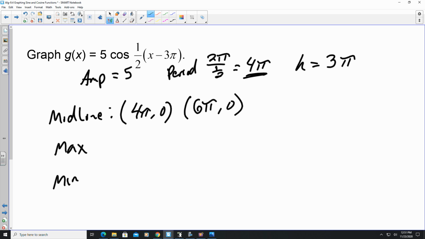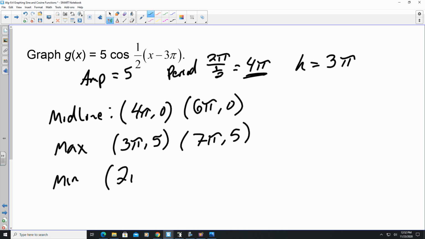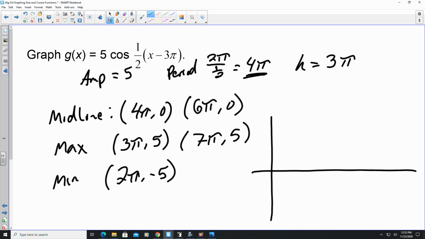Our max value ended up being 3 pi, comma 5, and 7 pi, comma 5. Finally, our minimum value is going to be 2 pi, comma -5. All right, so now here is what this looks like with respect to the graph. So now I got this graph here. Now the midline is actually the x-intercept because we made no vertical translations.